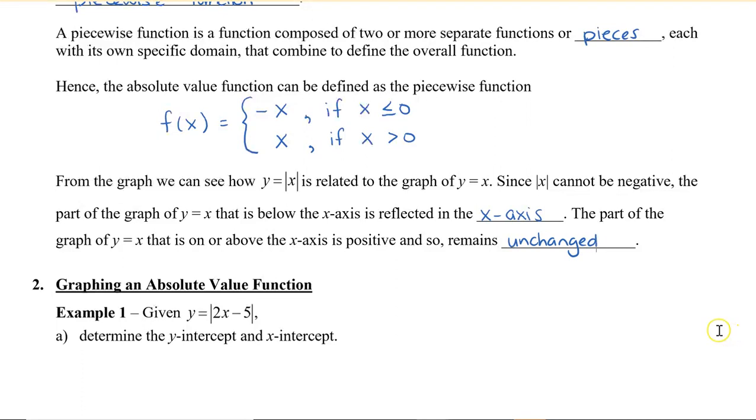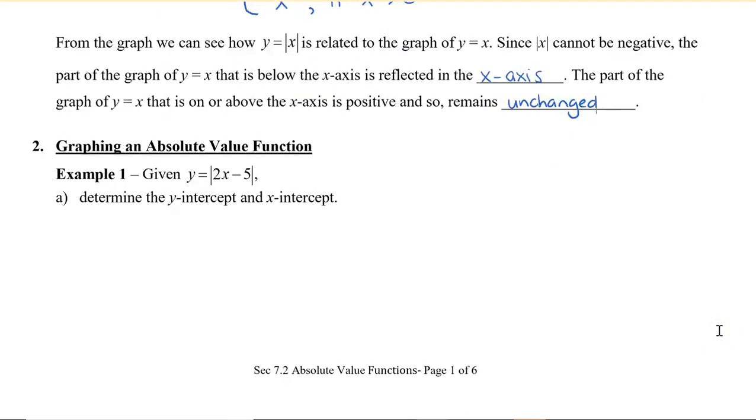All right, let's take a look at an example. So we are given y equals the absolute value of 2x minus 5. All right, so the first thing I do want you to do is let's find the x-intercept and the y-intercept. So the y-intercept, we are going to plug in 0 for x.